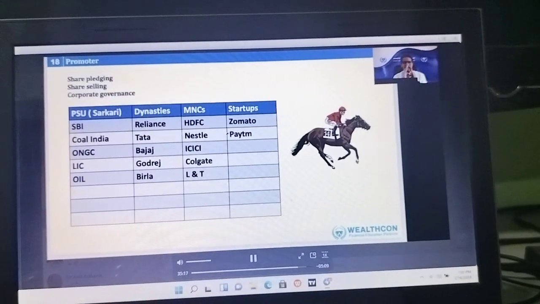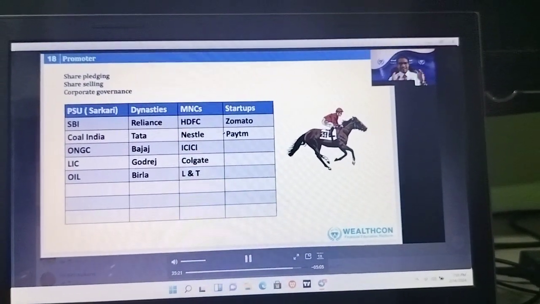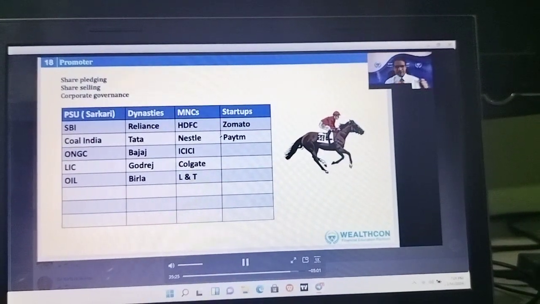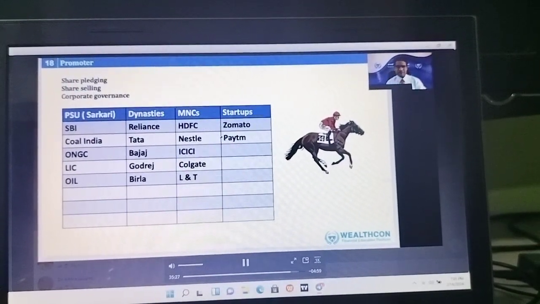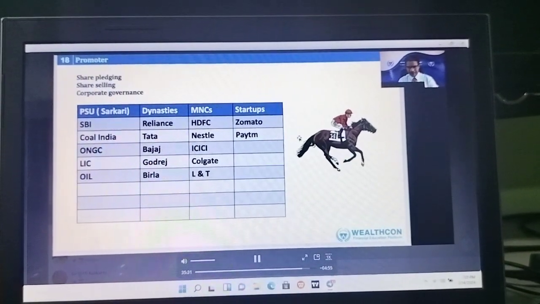So how do we divide promoters? This is my definition, my classification. Sarkari companies, that means the promoter is the President of India. That is government companies. Examples are SBI, Coal India, ONGC, oil companies.